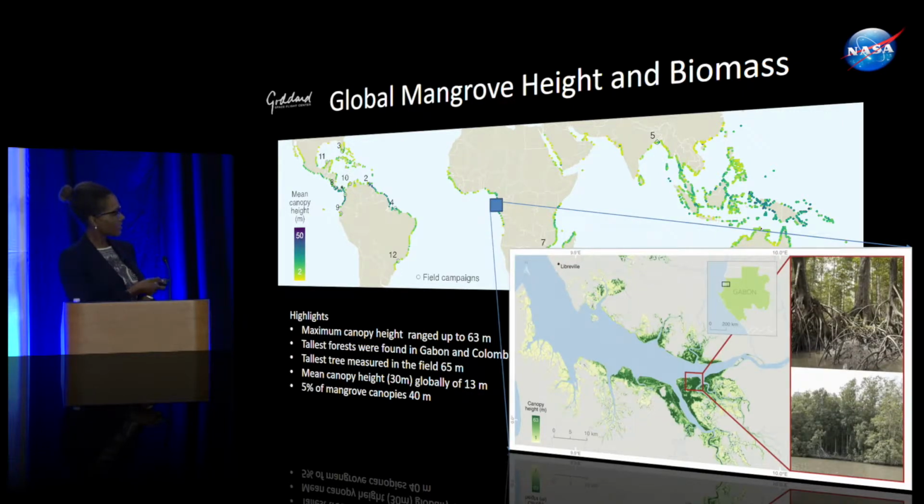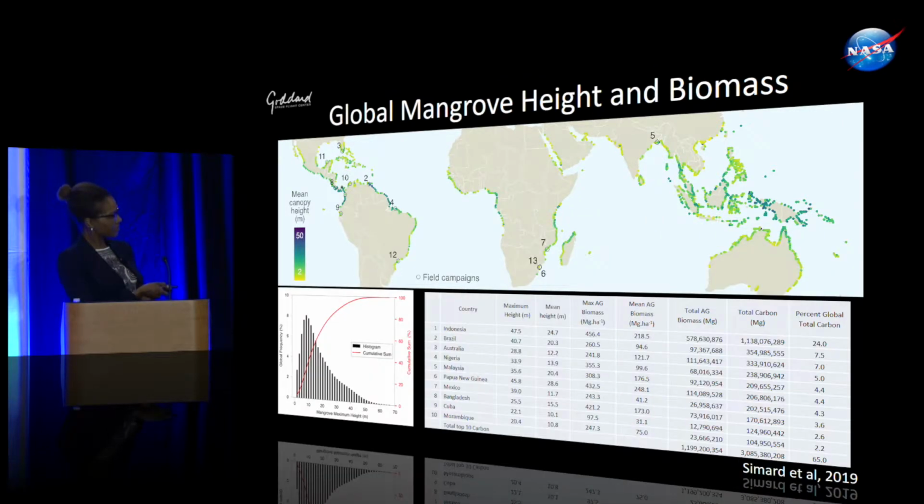If you look at the overall forest height distribution, which I'm showing down here on the left, we found that even though we do find these tall trees in some areas, a majority of all mangrove forests are under 13 meters. So about 50% of all trees are under 14 meters in height, which is what you see in general when you go out to a mangrove forest. But about 5% of all trees are over 40 meters tall.